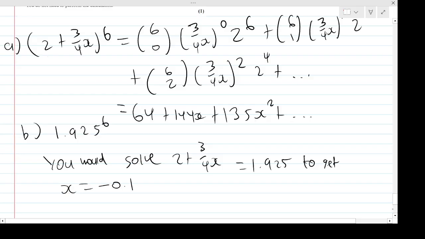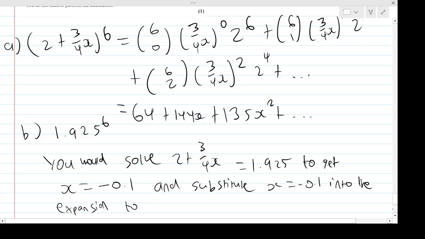Well, then I can use my expansion. So substitute this value of x into this expansion to get an approximation for this value here, and substitute into the expansion to obtain an approximation to 1.925 to the 6. Okay, cool. So there we are then, that's kind of what they're looking for.